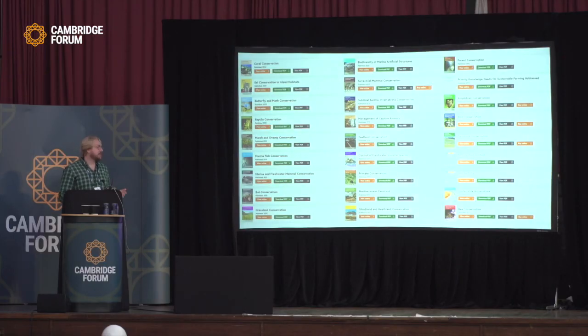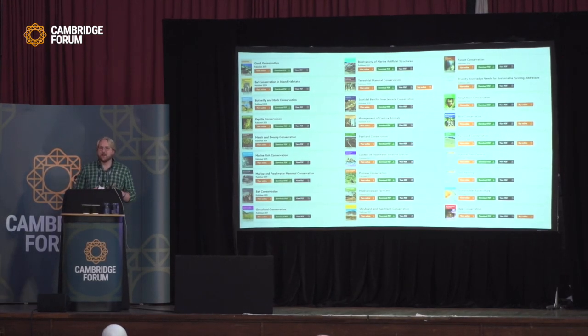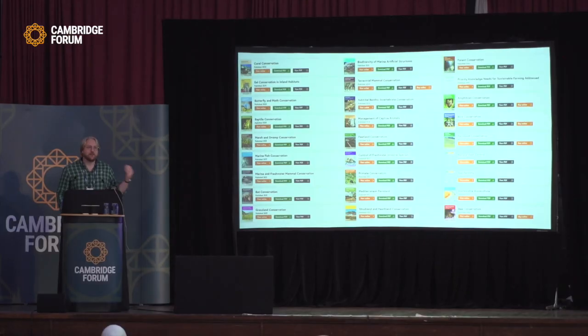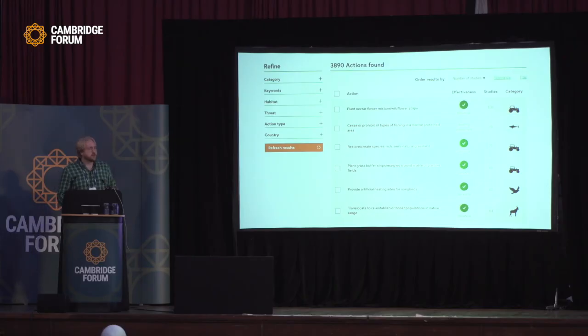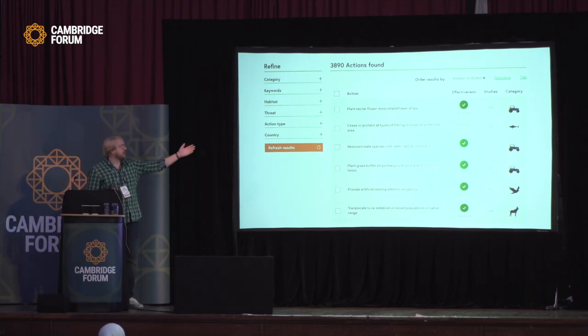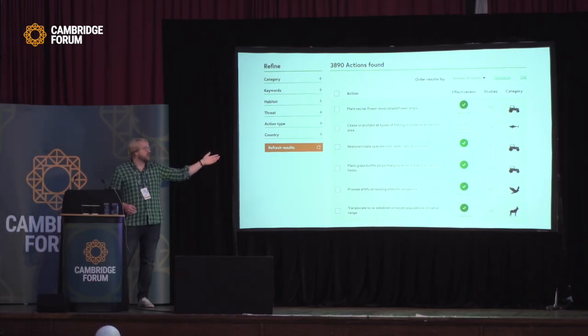And we've written 26 of these things that we call synopses. They cover things like forest conservation, everything you could do to conserve a forest, or birds, amphibians, coral reefs, marine fish, eels. We've covered all of these. And if you go to our website, you can see all these different actions. We have about 9,000 of these actions, things like plant wildflower strips or restore semi-natural grassland.